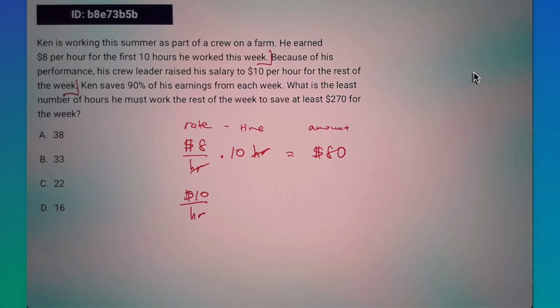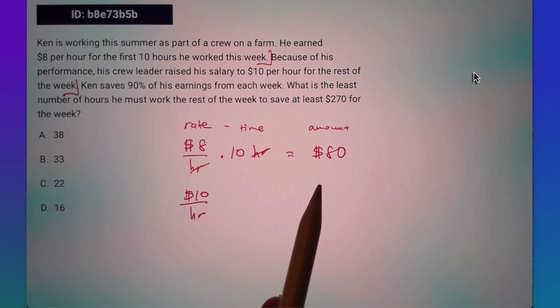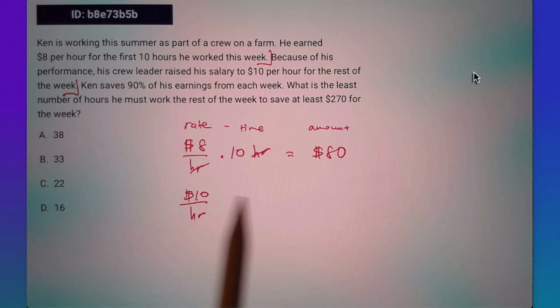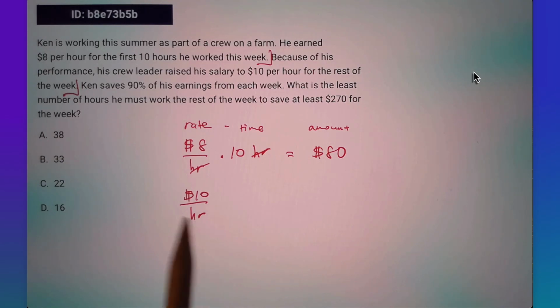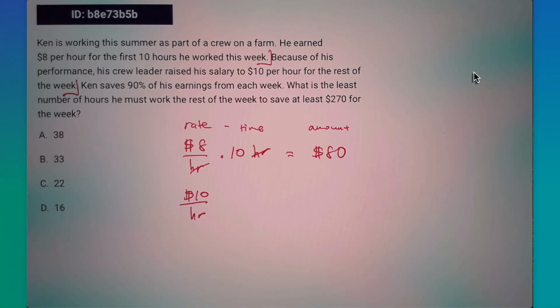Okay, but Ken saves 90% of his earnings from each week. So far, $80 plus whatever hours he earns times 10, all together, we gotta multiply by 0.9 because that will result in the amount he's saving.